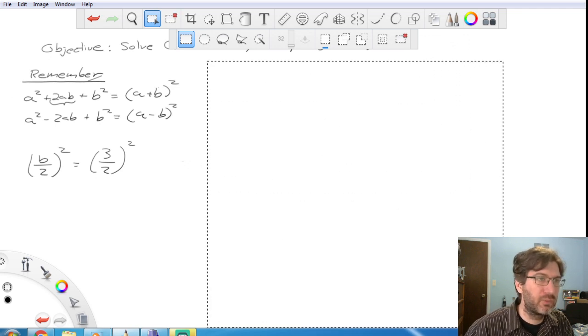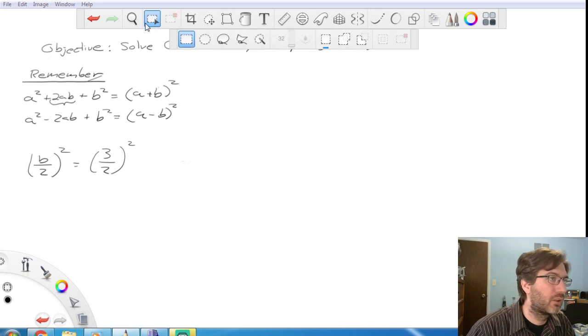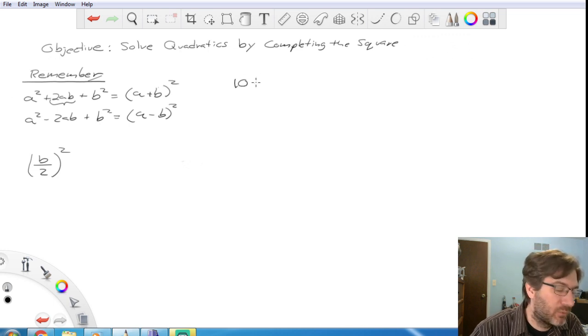And this one's going to be very ugly, but the reason I'm going to show you this one is because this will work for it. You will get an answer for it. It's just going to be a very ugly answer. So keep that in mind. But let's do one that's fairly complicated. 10x squared minus 30x minus 8 equals 0.